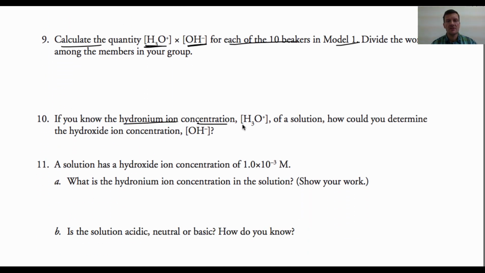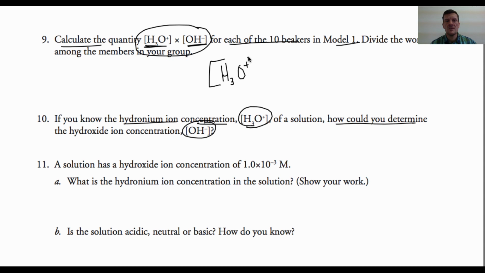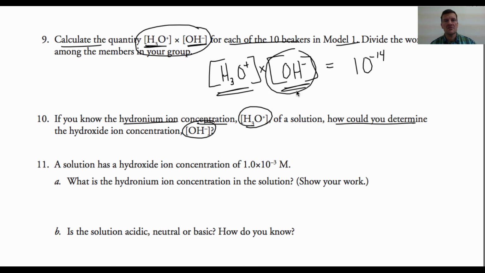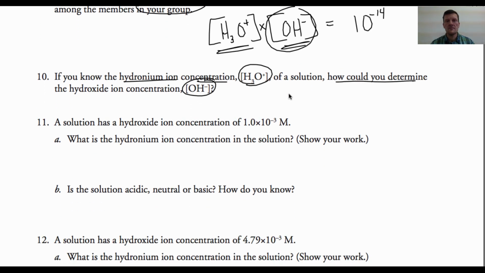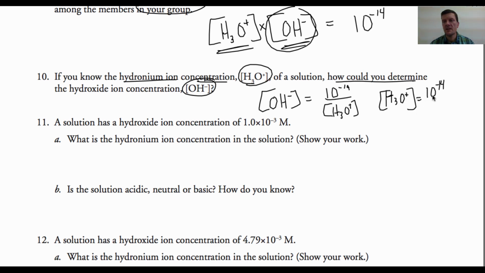If you know the hydronium ion concentration, how could you determine the hydroxide ion concentration? Well, we just calculated that their product in an aqueous solution is always 10 to the negative 14. So if this product of the two concentrations in an aqueous solution is always going to be equal to 10 to the negative 14, then if you know the one, you could take 10 to the negative 14 divided by the other to find the missing concentration. So the hydroxide would always be 10 to the negative 14 divided by the hydronium. And the hydronium would always be 10 to the negative 14 divided by hydroxide.